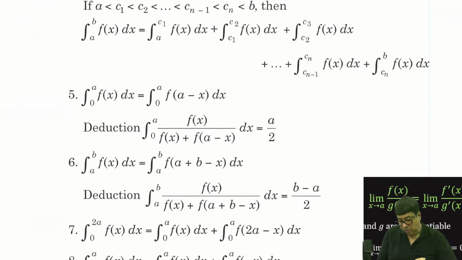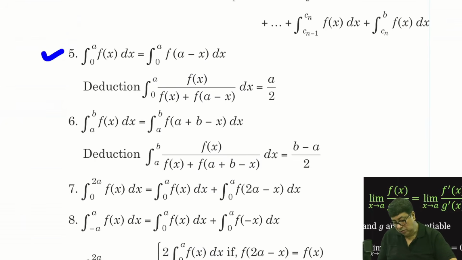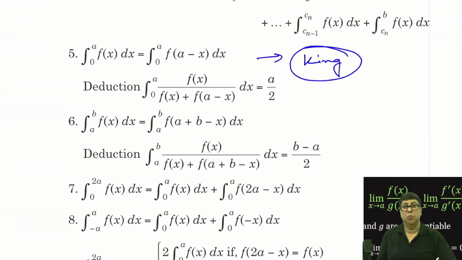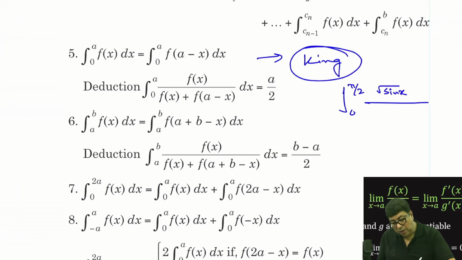Okay, so the most important formula is called the king property. This is the most important nowadays, and it is coming regularly. The king property: the integral from 0 to a of fx dx equals the integral from 0 to a of f of a minus x dx. Let me tell you one previous JEE question: the integral of root over sin x by root over sin x plus root over cos x.